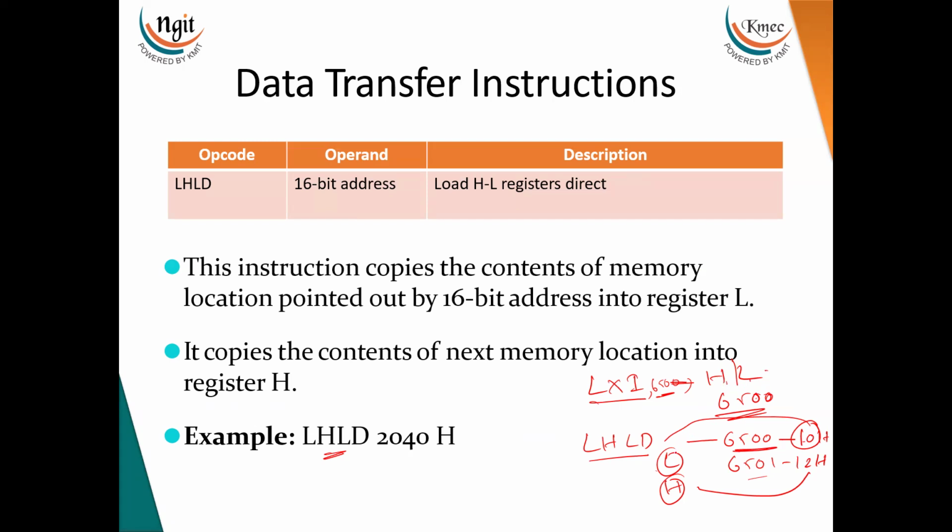Now LHLD means the address itself is not moved into the HL pair. In this address, whatever the data is, that data will be moved into L, and the consecutive memory location, automatically incremented, whatever data is in the next location, that data will be moved into the H register. This is about LHLD.